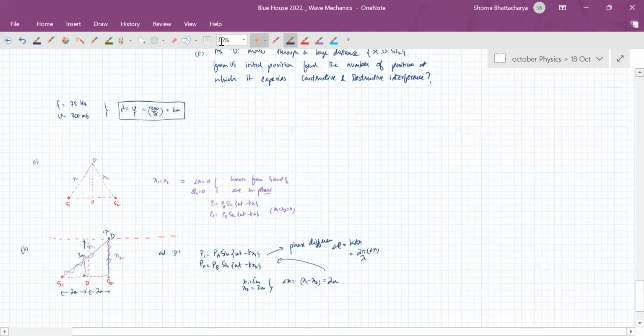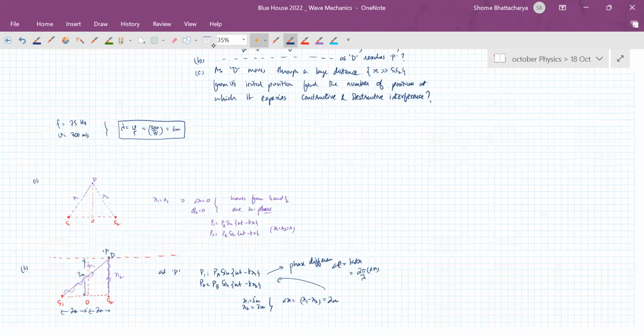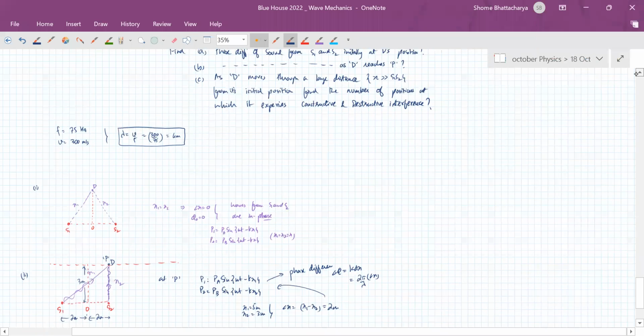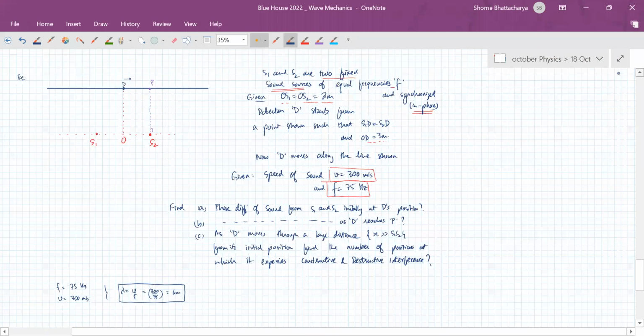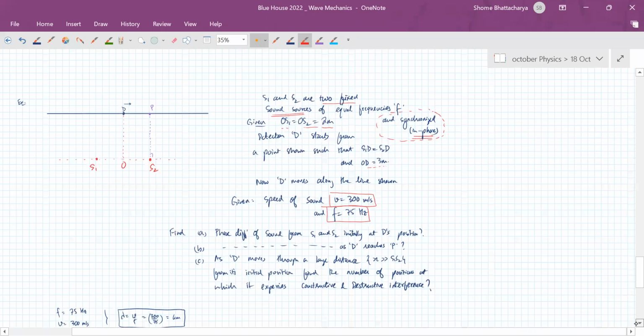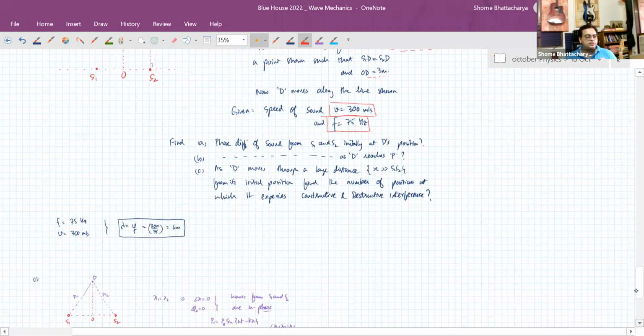Sir, why are we assuming that there is no phase difference phi 0, like k delta x plus phi 0? Because the question told us that the two sources are in sync, in phase. This was an important piece of information, that the two sources are synchronized or in phase. Without that information, we could not have said that. So it's part of the question in this case.